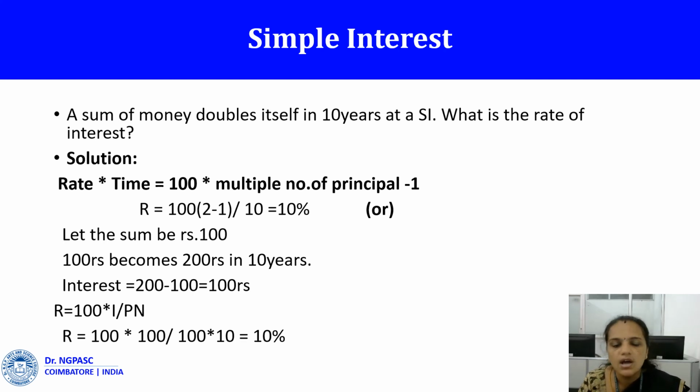This is known as a trick: the interest amount divided by the number of years. So 100 becomes 200. The extra amount which we pay is 100 rupees. That is 100 divided by the number of years, that is 10. So 100 by 10, that's equal to 10%.